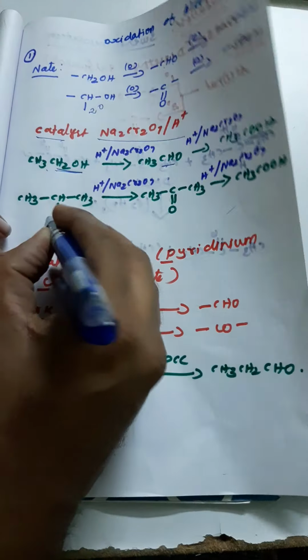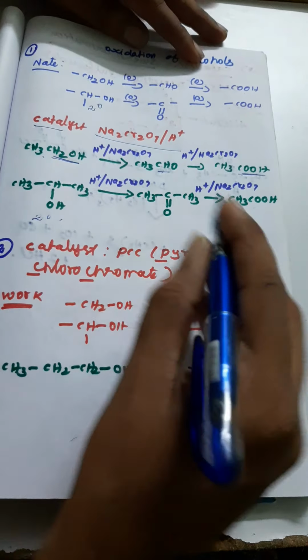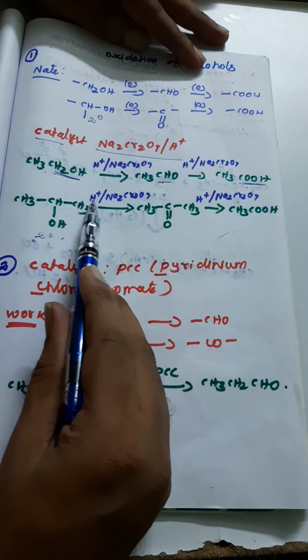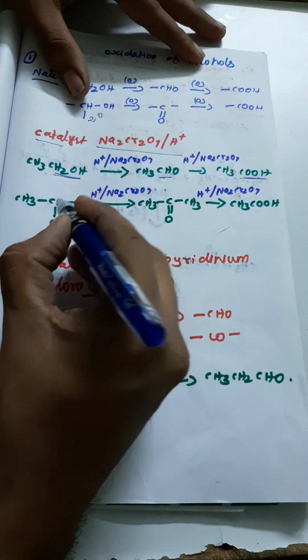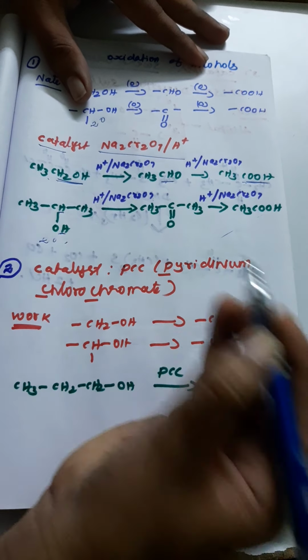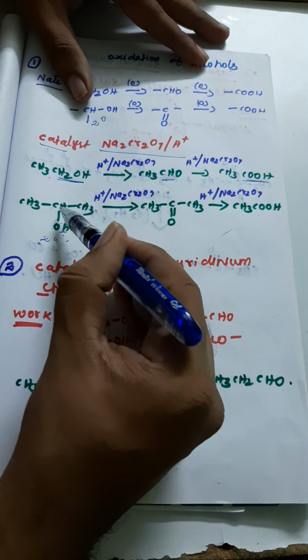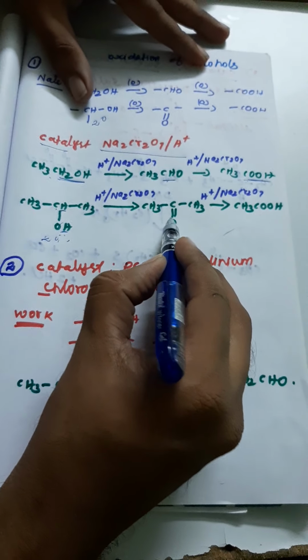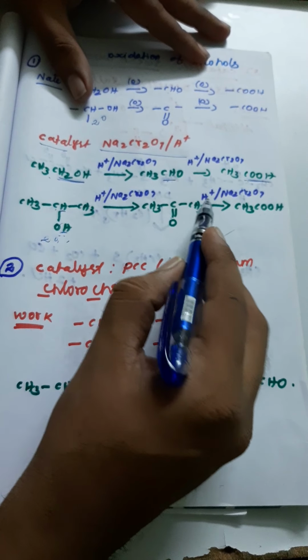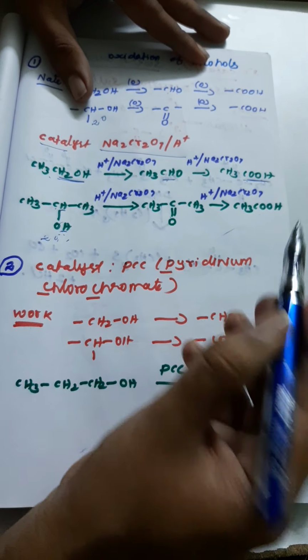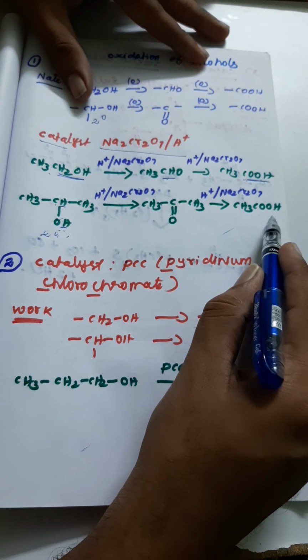Okay, so this is a secondary alcohol, and when the secondary alcohol reacts with the acidified sodium dichromate, two hydrogens are removed. Okay, so these two hydrogens are removed, the double bond is created between the carbon and oxygen, and it is converted to ketone. When ketone reacts with the acidified sodium dichromate, it is converted to acetic acid.